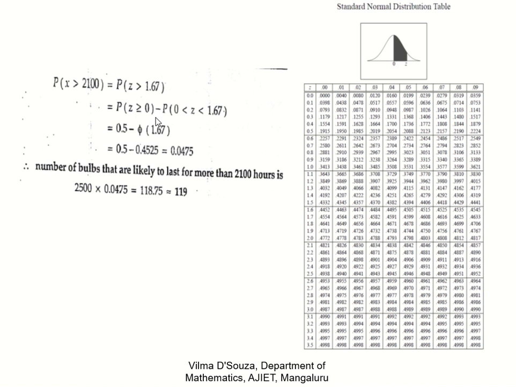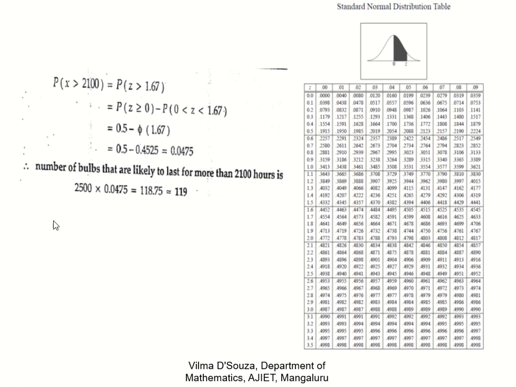What is phi of 1.67? Refer to the table. 1.6 you have here, and 0.07. So it is 0.4525. You have it here. So 0.5 minus 0.4525. What is the answer? 0.0475. This is the probability of x greater than 2100.